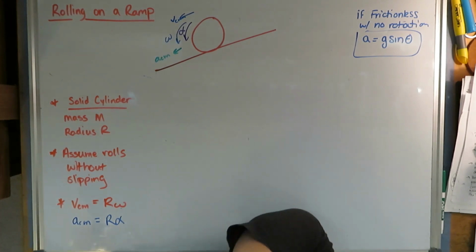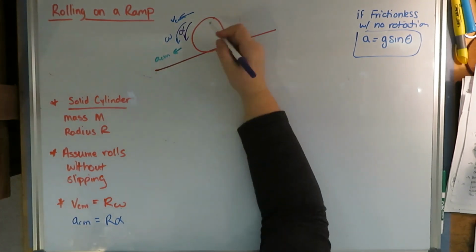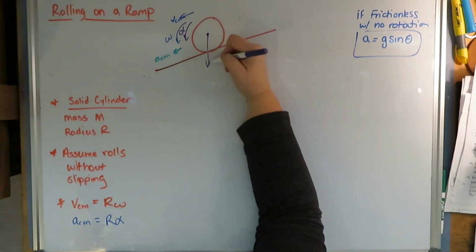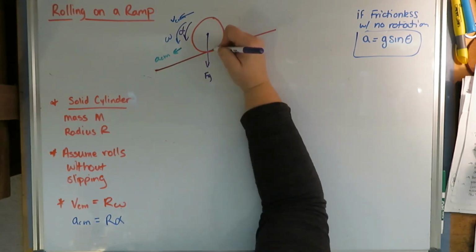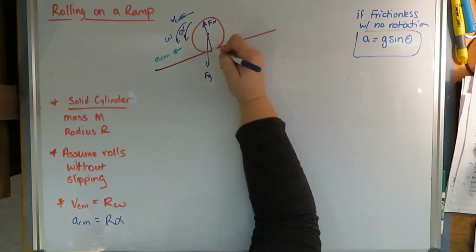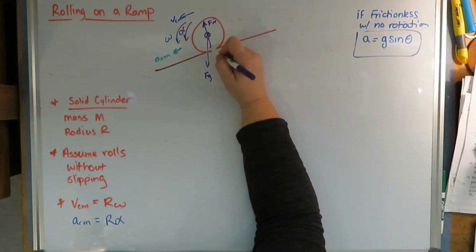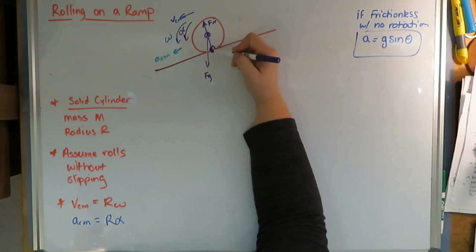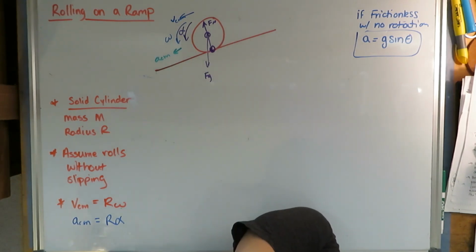Now, what does that mean in terms of forces? Well, we still have a gravitational force pointing straight down. We still have a normal force perpendicular to the ramp. And the gravitational force still exerts no torque. The normal force still exerts no torque. The normal force because it's parallel to R, the gravitational force because it's at the axis of rotation.